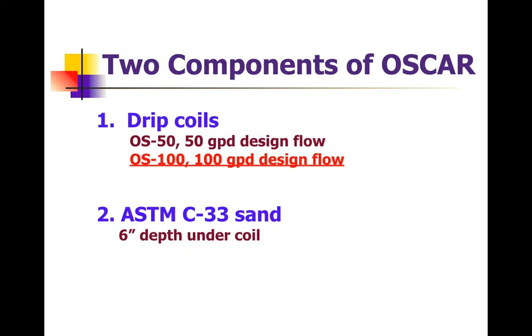The Oscar has two components. One is drip coils, Netafim Bioline with 6-inch emitter spacings, and we use the 0.42 gallon per hour emitter. We have two coil versions: the 5-foot diameter OS50 at 50 gallons a day, and the OS100 at 100 gallons per day. The other component is ASTM C33 sand with a minimum of 6 inches underneath the coil.